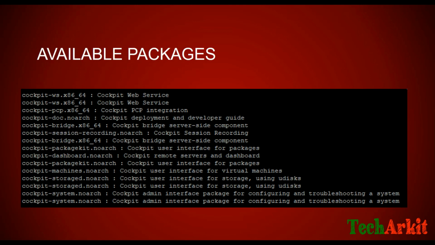Next one is the dashboard. Dashboard is very useful: whenever you want to configure all the servers on a single dashboard, you can use this feature to configure multiple servers at the same time. Next one is machines. This is the virtual machine management. Next one is storage. So you can use the storage management from here. Next one is the system. This is an admin interface package for configuration and troubleshooting of a system. So this is about the features. Let's jump into the practical and see how we can install and configure this Cockpit web console.